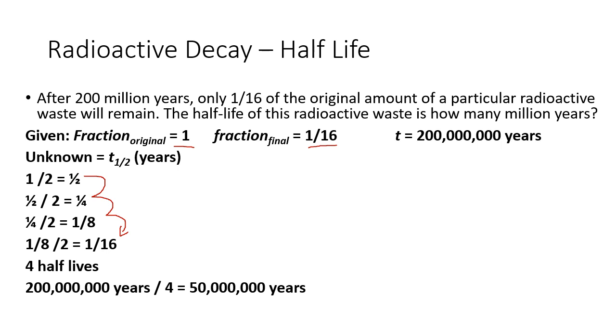And then I know my final amount of time. I know t, that's 200 million years. Divide that by 4, and I get 50 million years as my half-life. Some of you guys maybe even looked at this problem and did it in your head, especially when you wrote out 200 million on paper. So 50 million years.